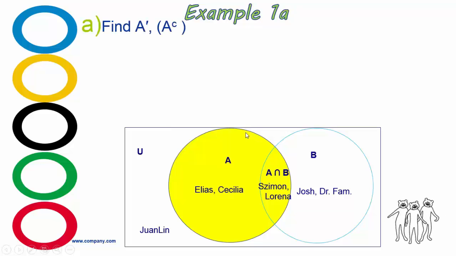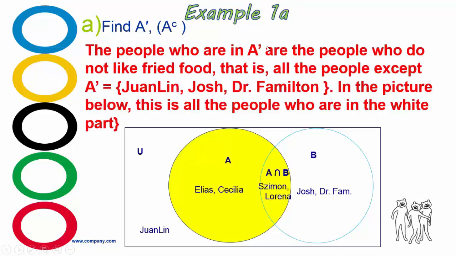Here we want to find the complement of A. That's what this A with a little tick is, or sometimes some books have it as A with a little C. The complement would be all of the people that are not in A. So here we have Juan Lin, she's not in A, Josh is not in A, and I am not in A. So we would be considered the complement.